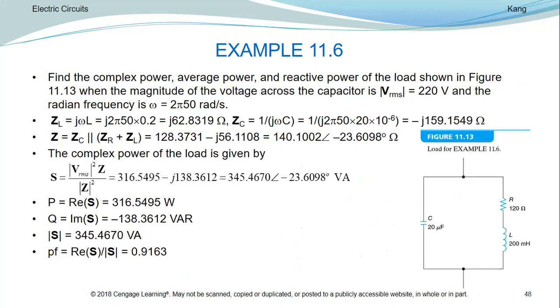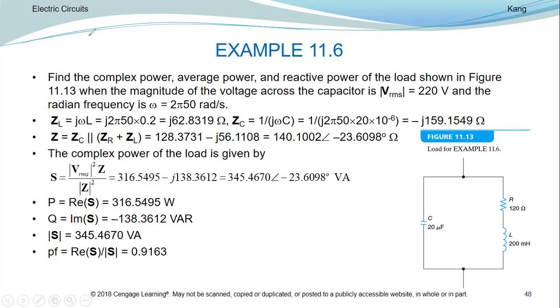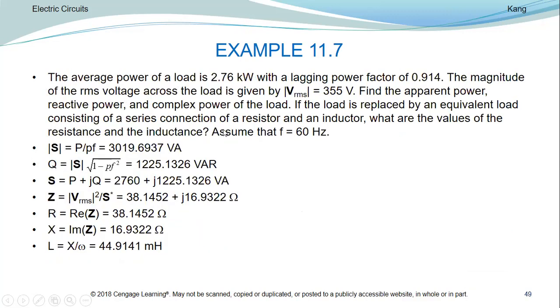So this is same as before. Now 11.66. So for 11.6, we just have to find GL and GC, then find that these are parallel to each other, and then again use the same formula with the real part and imaginary part. The power factor will be equal to the real part of S divided by the magnitude of S. So the value equals 0.9163. This is also the same as what we did before.